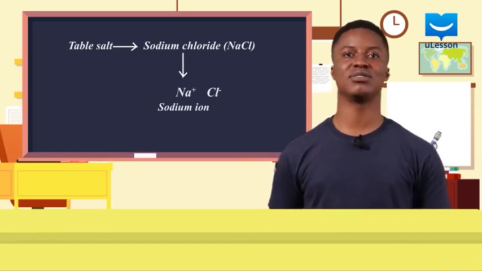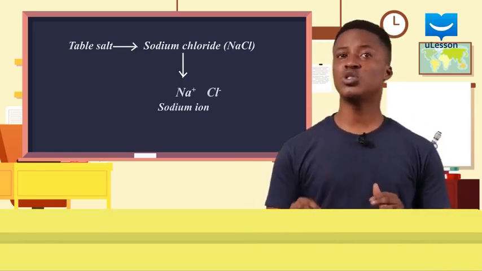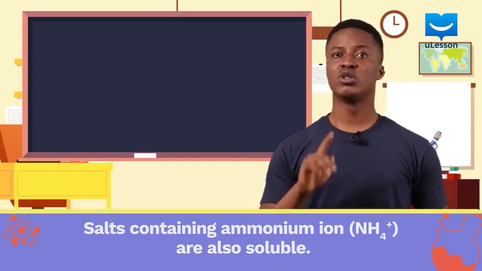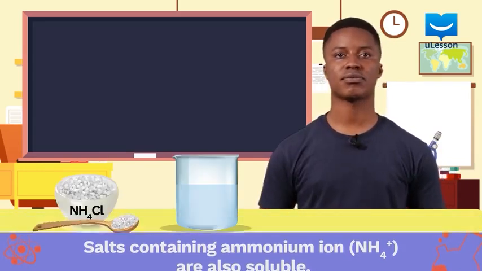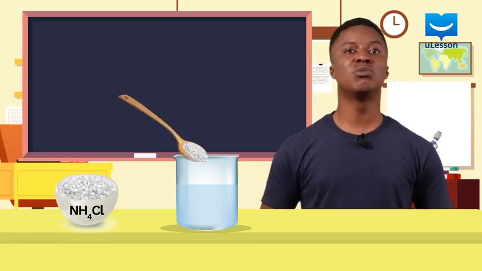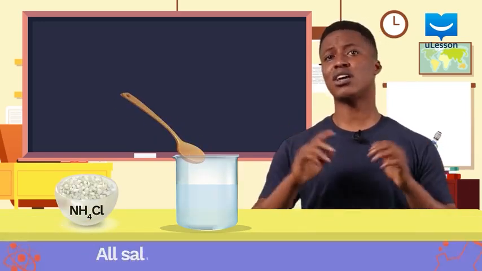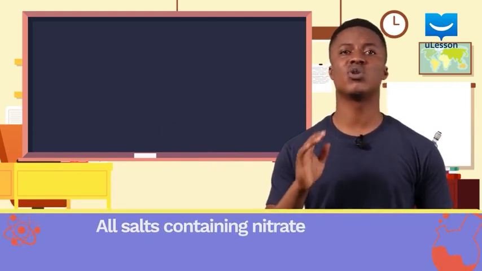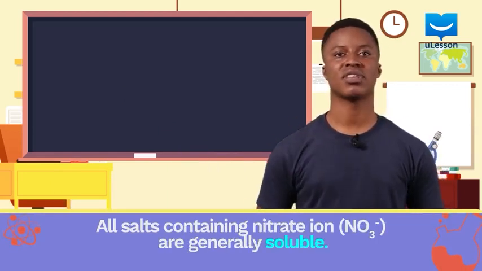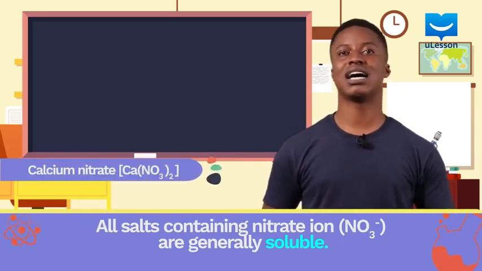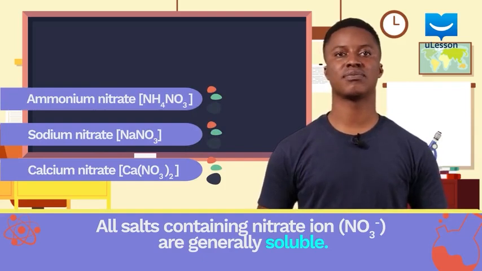is sodium ion. However, it is important to note that in addition to the group 1 metallic ion, salts containing ammonium ion are also soluble. For example, ammonium chloride will dissolve when mixed with water. The second rule is that all salts containing the nitrate ion are generally soluble. Examples of such salts are calcium nitrate, sodium nitrate, and ammonium nitrate.